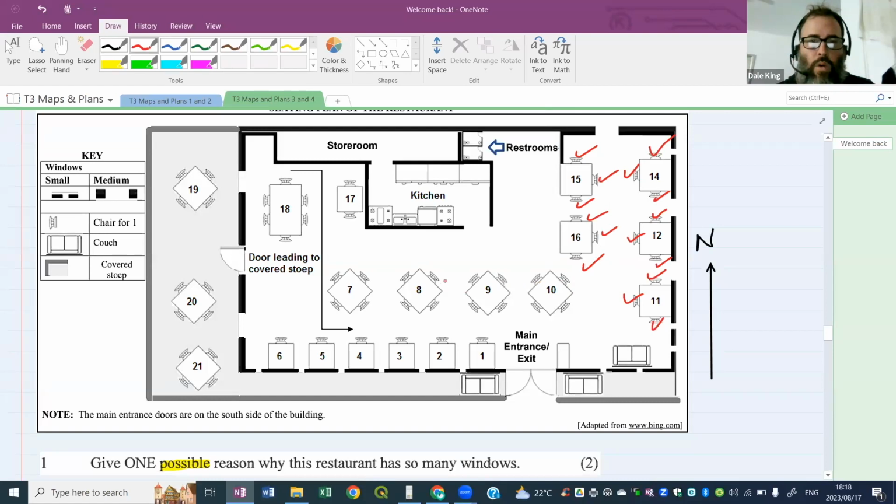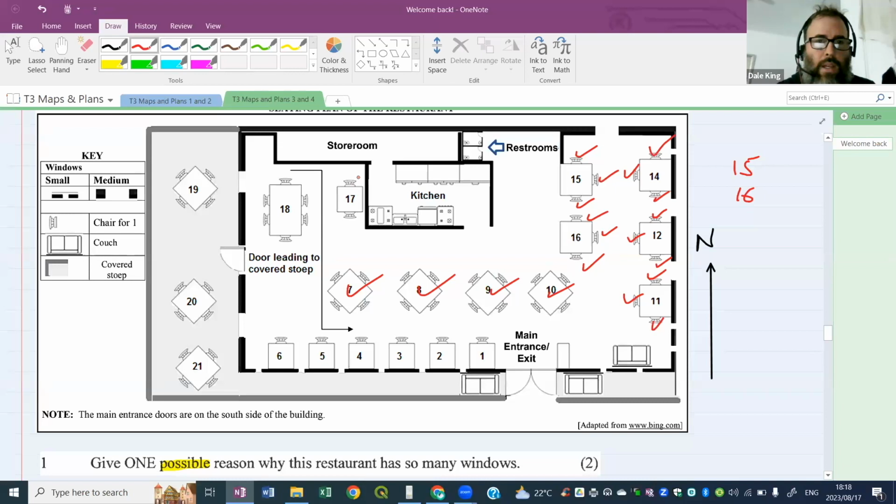Now we got 4 over here. We got 4 times 4, which is 16. I'm going to write this down. So we've got 15 in the one group. Then we got 16. So I've counted those 4 tables. They're 4 chairs each. 4 times 4 is 16.